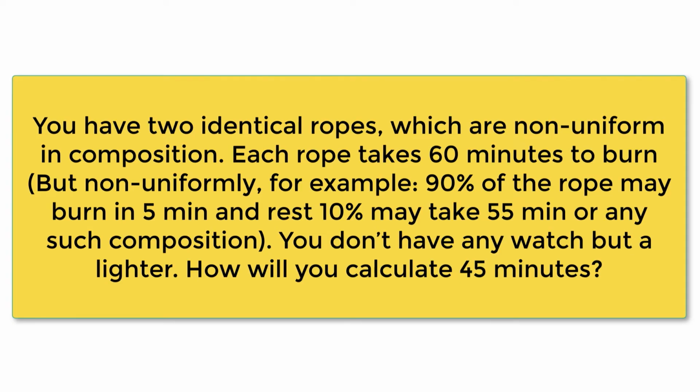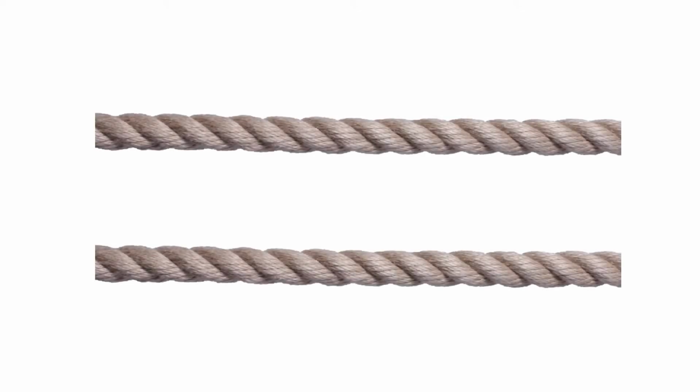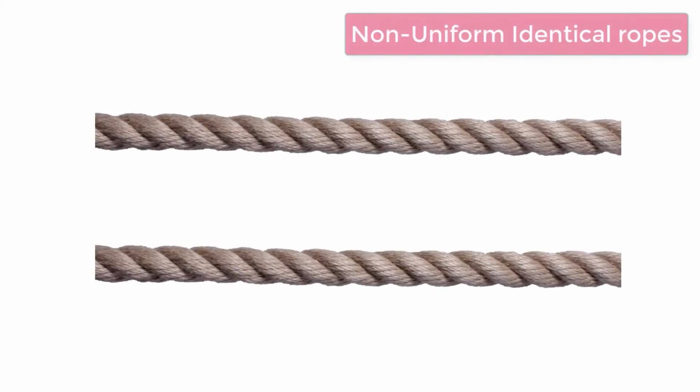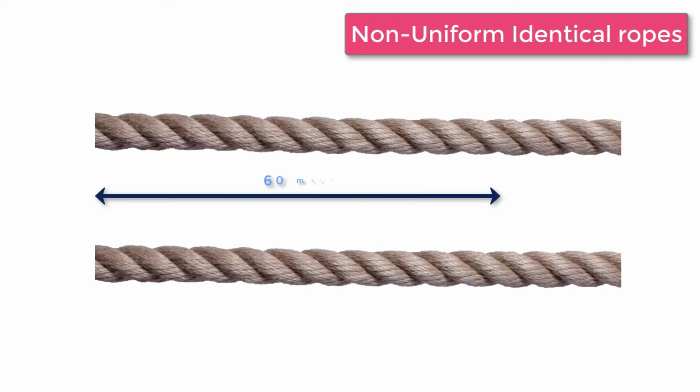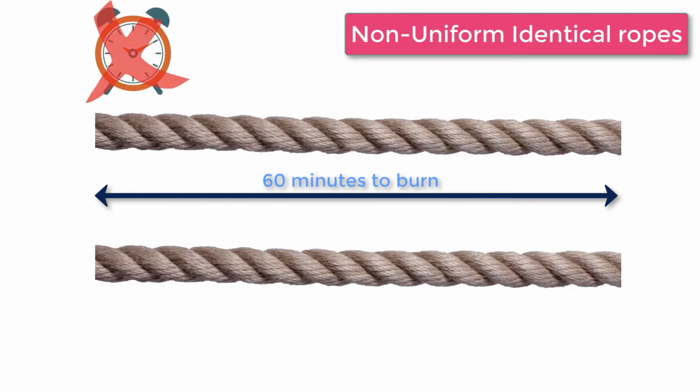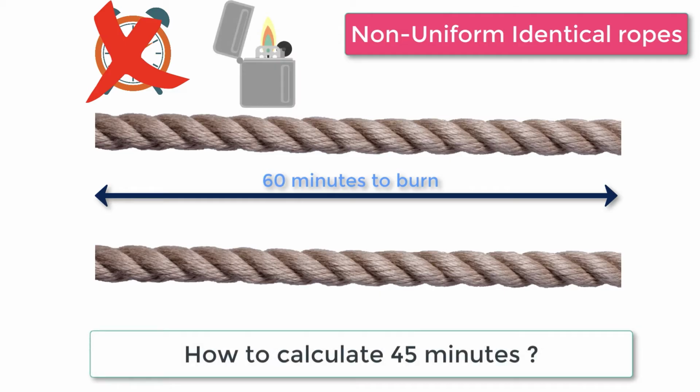So I will repeat the puzzle. You have two identical ropes which are non-uniform in composition and each rope takes 60 minutes to burn. But their composition is non-uniform, meaning 90% of the rope may burn in 5 minutes and the rest 10% may take 55 minutes, or 80% of the rope may burn in 5 minutes and the rest may take 55 minutes, or any such composition. You don't have any watch but a lighter. So the question is, how will you calculate 45 minutes?